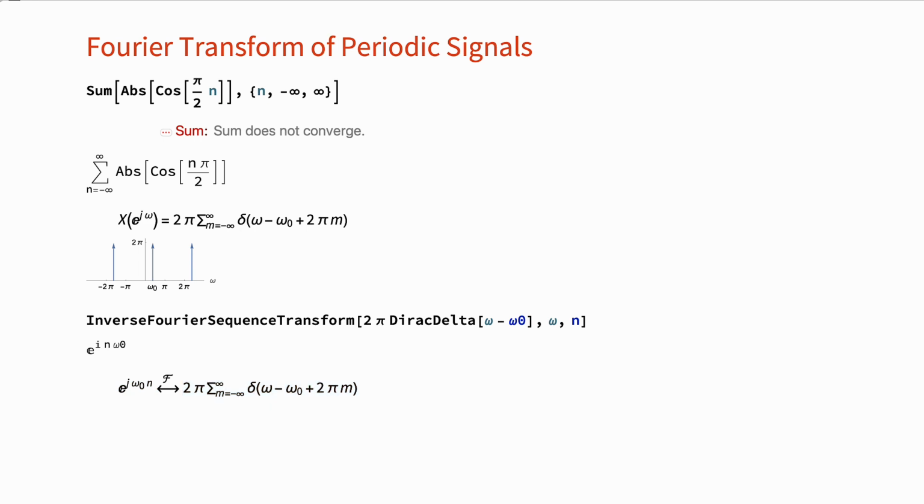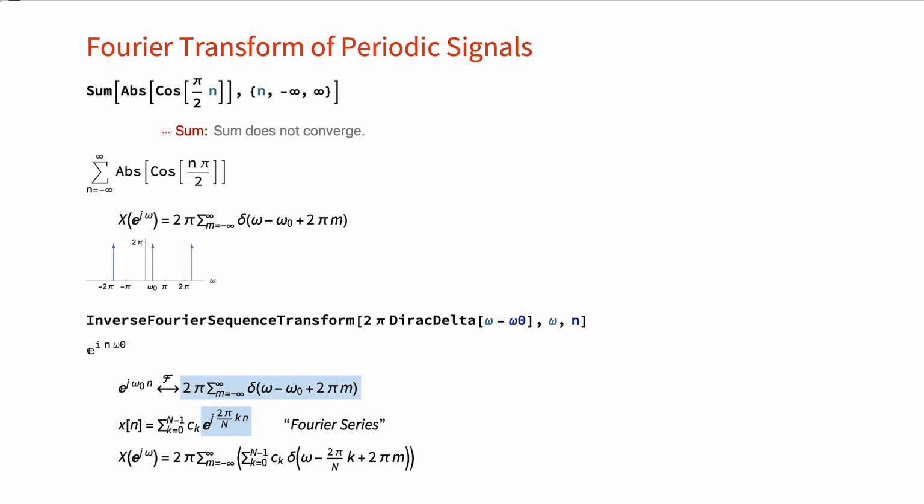With this result, we can obtain the Fourier transform of any periodic sequence. Remember that a periodic sequence x of n with period N has the Fourier series representation shown here. If we take the discrete time Fourier transform of both sides of this equation, the discrete time Fourier transform of the exponential sequence will be the impulse train shown above. And so the Fourier transform of the periodic sequence x of n will be given as indicated here.